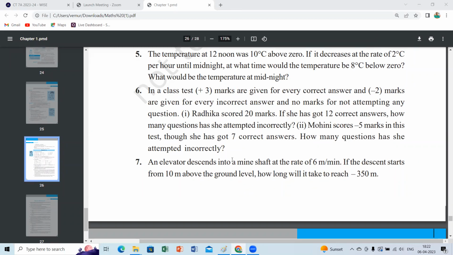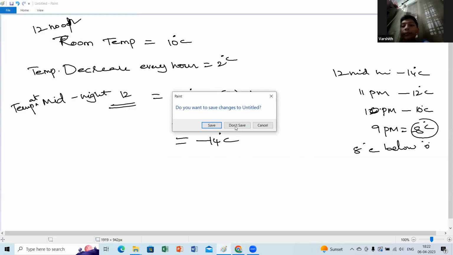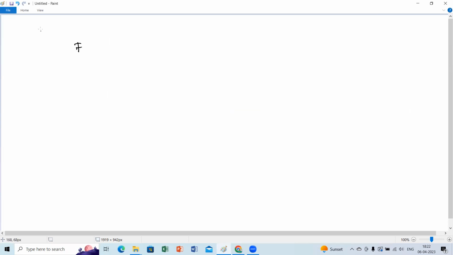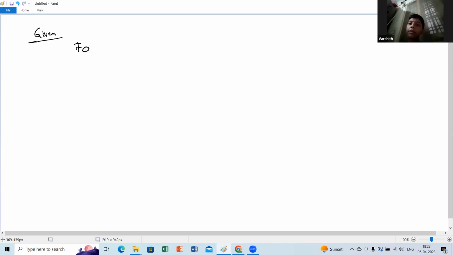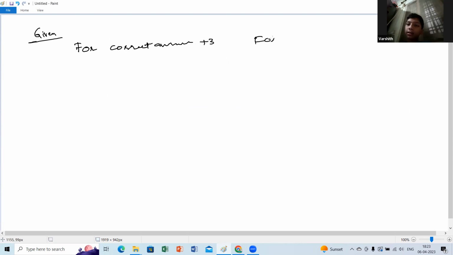Very good. See, in the class test, for a correct answer, how many marks? We did the same type in multiplication also. 3 marks are given for correct, 2 marks are taken for wrong, and no marks for not attempting. First, what is given, you have to write, children. That's more important. What is given in the question? Ma'am, for a correct answer, +3. Very good. For incorrect answers, minus 2, ma'am.